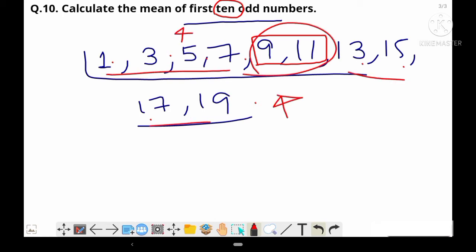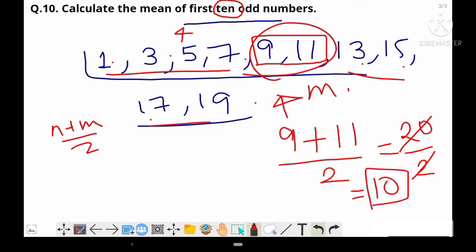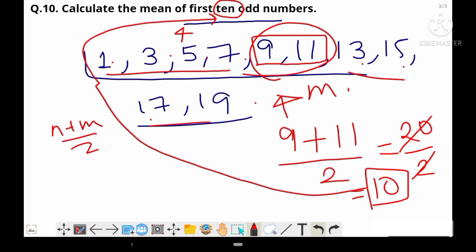So this is our middle-most. According to the formula n plus m by 2, here we will do 9 plus 11 by 2, and you get 20 by 2, that is 10. So 10 is the mean of the first 10 odd numbers. So what is your answer? Did you get it? Of course 10 is your answer. Did you understand? If not, then please comment. I will definitely try to help you understand.